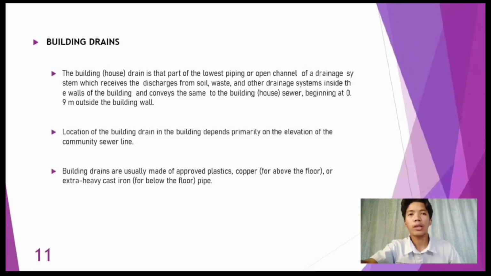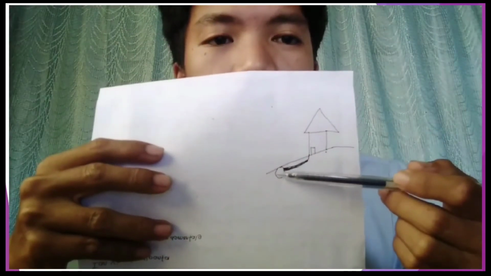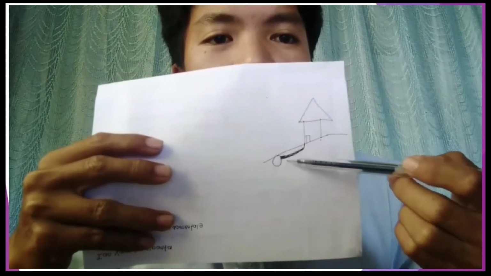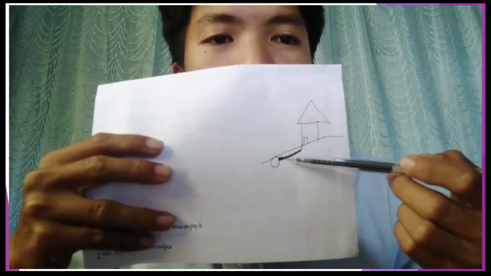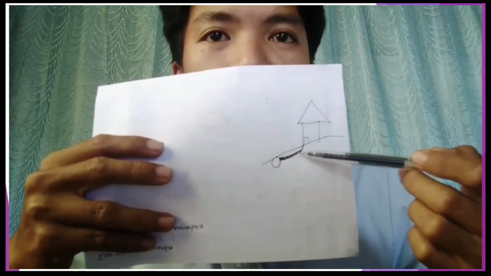Parang ito lahat yung sumasalo. So yung location of building drain in the building depends primarily on the elevation of the community sewer line. So halimbawa, ito may drawing ako dito. For example, ito yung bahay nyo. So ito yung sewer line. So yung drainage, yung building drain nyo is ito. Yan, shade na yan. So 'di ba, nakadepende yan sa mga elevation nga ng bahay nyo.